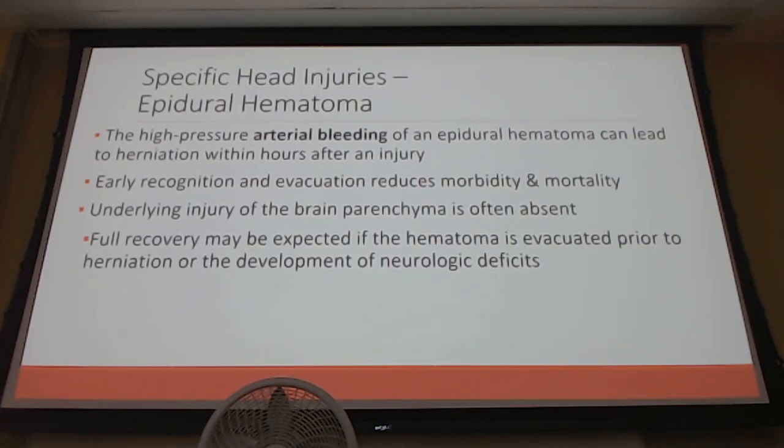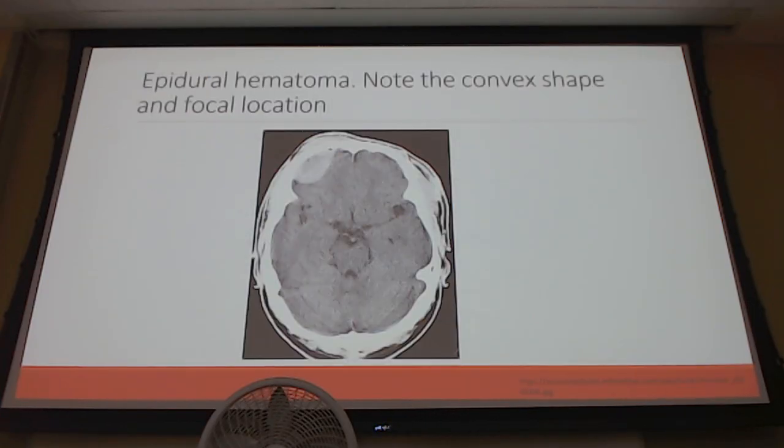This one can be a lot worse than our subdural hematoma because this is arterial bleeding. So we can have signs of herniation, or it can lead to herniation. That's why we want to recognize these early and get them some sort of neurosurgical intervention so they can evacuate that hematoma before it leads to herniation. And then there's a great CT of that, a convex, lens-shaped focal lesion.